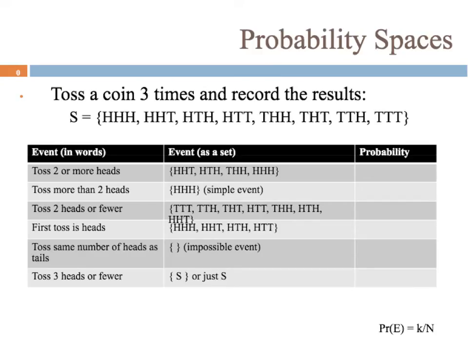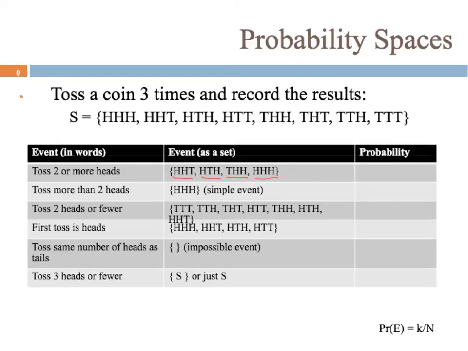Here we're going to go back to the coin toss example where we toss a coin 3 times, and the sample space this time is already listed out for us. We're just going to compute some probabilities. So the first one is toss 2 or more heads, and the event here is listed out as well. So heads, heads, tails; heads, tails, heads; tails, heads, heads; and heads, heads, heads. Those all fit the criteria in that description.